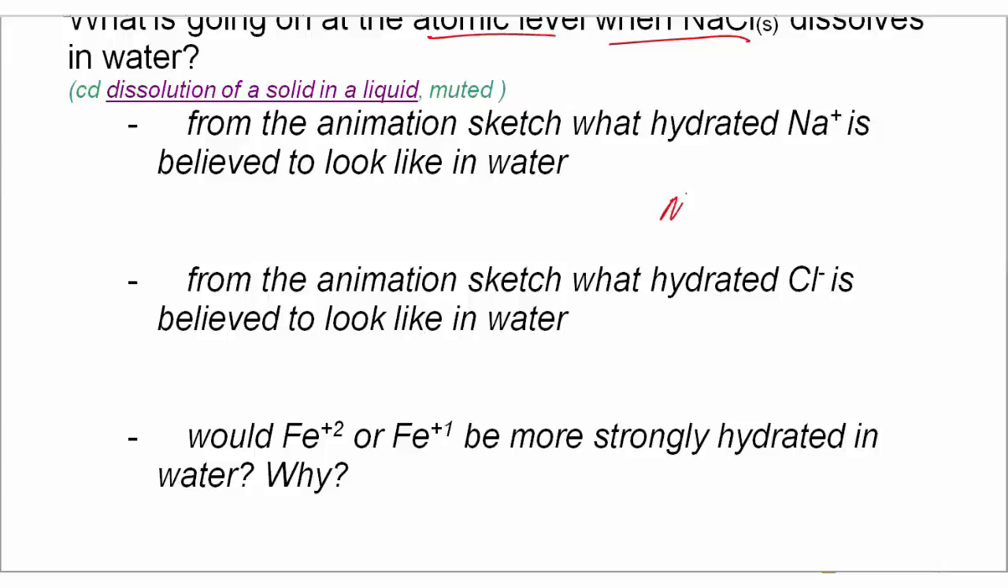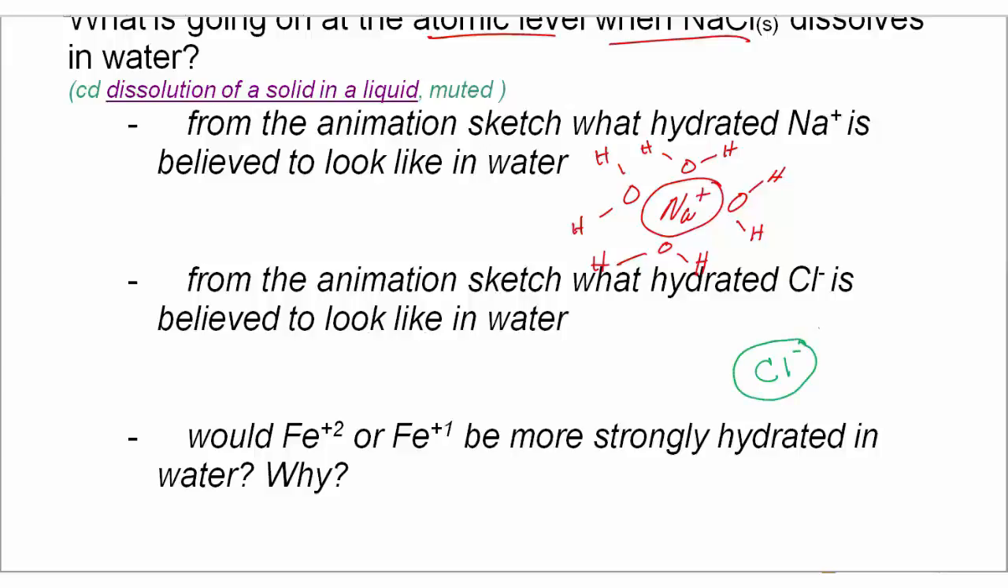So from that animation, sketch what a hydrated sodium ion is believed to look like in water. So let's just draw a sodium ion. And remember what was oriented towards it? It was the electronegative oxygens. So just draw a sodium ion, and then a whole bunch of water molecules oriented around it. But the oxygens have to be close to it. And with the chloride anion, right, now the hydrogen atoms of the water molecules are oriented towards it.